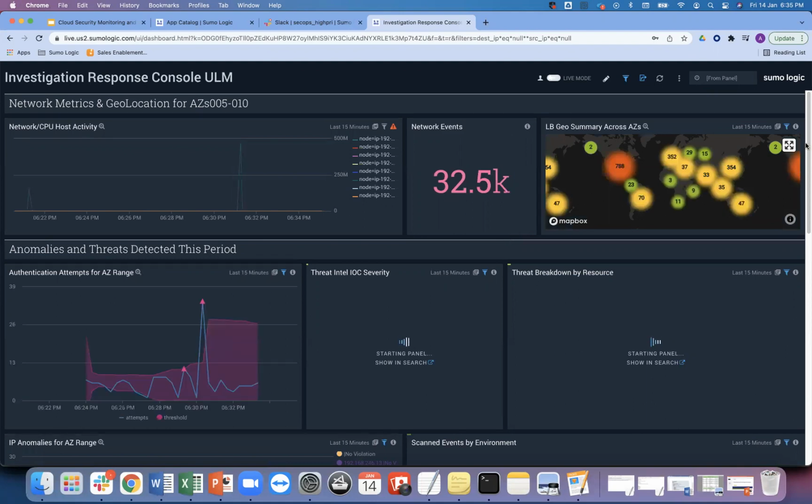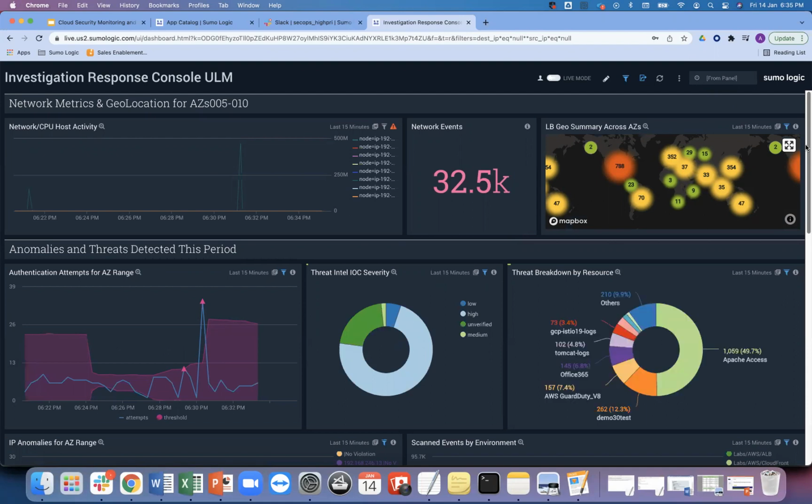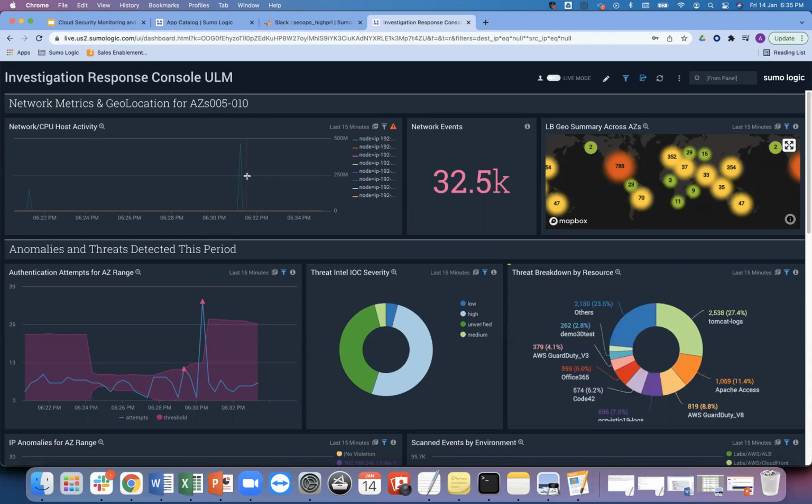The investigation response console gives you a quick view of a lot of things, what is going on in the environment, and why this particular alert has reached his Slack inbox. Immediately looking at this graph, you can see there's network, CPU, and host activity, and at a particular time a spike in this event has occurred. A lot of network events happened in the last 15 minutes, and that might be an issue.